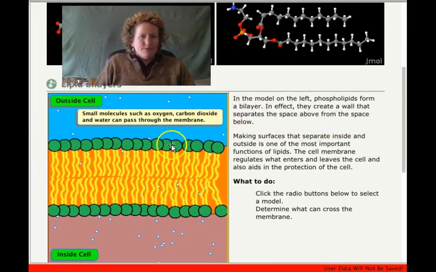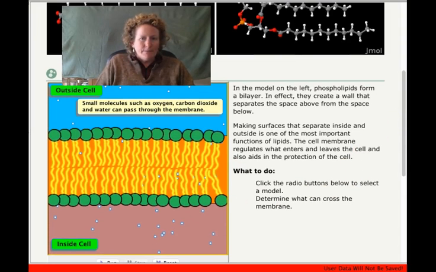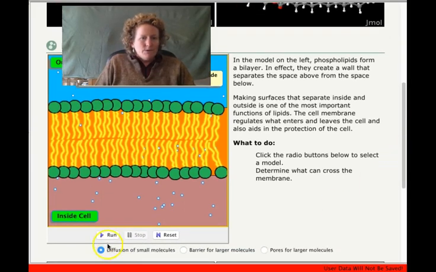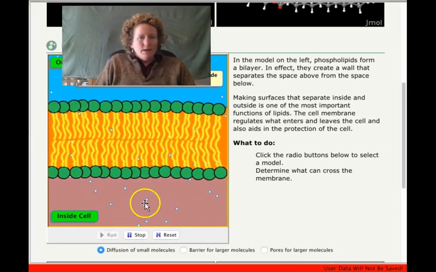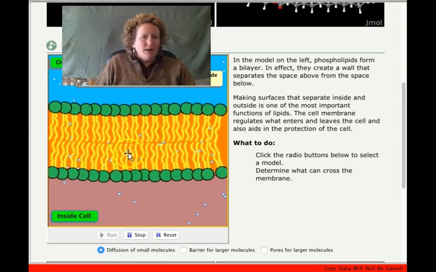So let's learn about phospholipids. Here's a nifty picture of a phospholipid. You can see the polar heads, the oxygen head, and the nonpolar tails. These are the nonpolar tails, the yellow here. They're forming a bilayer, so there's one on the outside of the cell and one on the inside of the cell. And they're separating what's on the outside of the cell from what's on the inside of the cell.